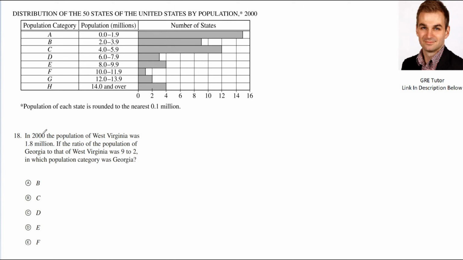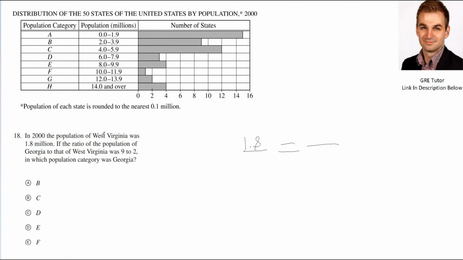It says, in 2000, the population of West Virginia was 1.8 million. Okay, so it gives you the number. That's fine. If the ratio, okay, so you're doing a ratio problem. So I like ratio problems. You have an equal sign, you have this, and you have this, and these two fractions are going to be in ratio. So in 2000, the population of West Virginia was 1.8 million. Okay, so you can put 1.8 million right up here. And it says if the ratio of the population of Georgia to that of West Virginia was 9 to 2.